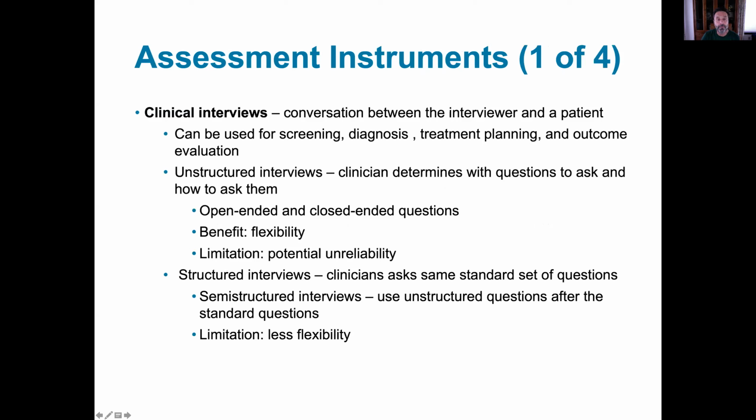Clinical interviews is probably the most used assessment tool in psychology. And this is basically a conversation between the patient and the doctor, counselor, asking kind of open-ended questions and some closed-ended questions. How much did you sleep last night? How is your social circle? Do you have some support? How's your family? Where is your family? Are they helpful for you?